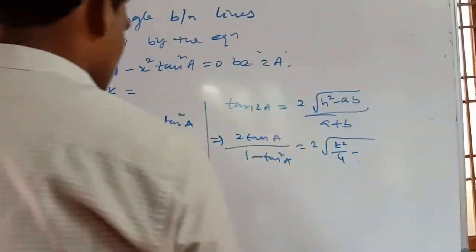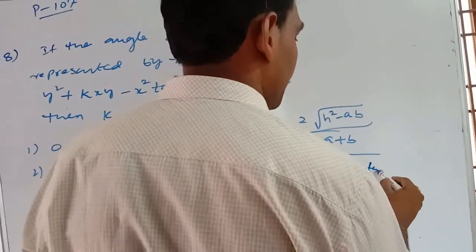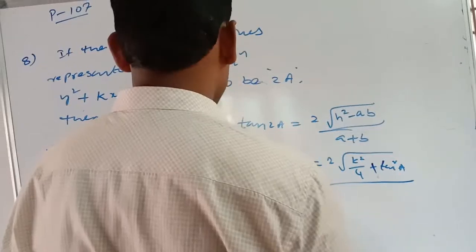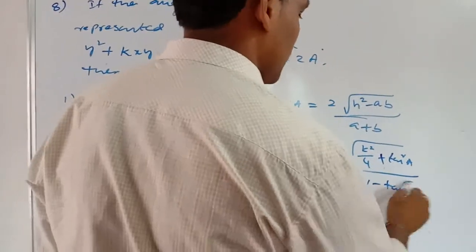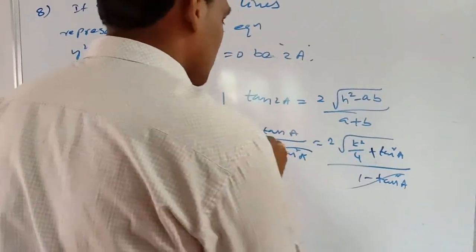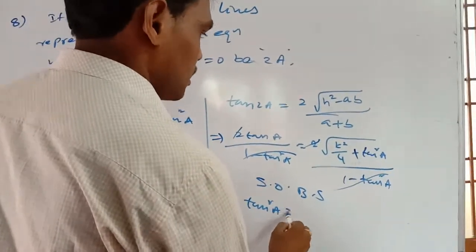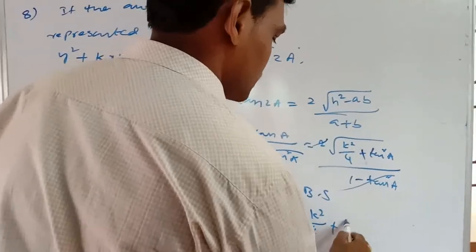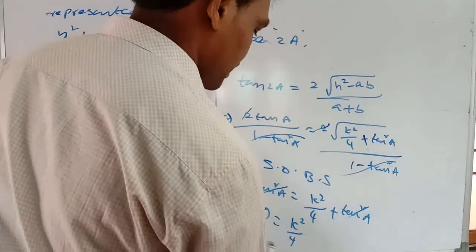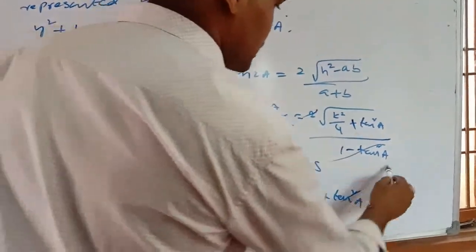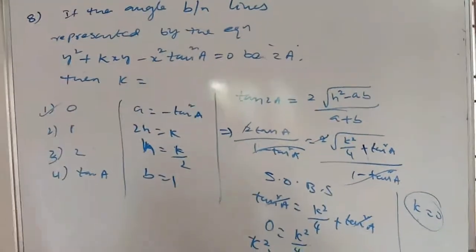Now h square minus ab. Here a is minus tan square a, b is 1. That means minus of minus plus tan square a, by a plus b. Here a plus b is minus tan square a plus 1, that means 1 minus tan square a. Now the denominators on both sides are equal so they cancel, and again 2 cancels. Now squaring on both sides, tan square a is equal to k square by 4 plus tan square a. Now the tan square a term is cancelled, so 0 is equal to k square by 4. Here k square is equal to 0, that means k is equal to 0. Now here k is 0, so the option is 1.